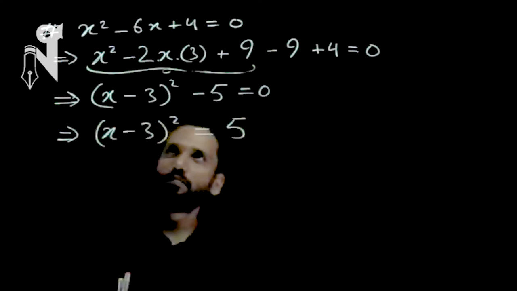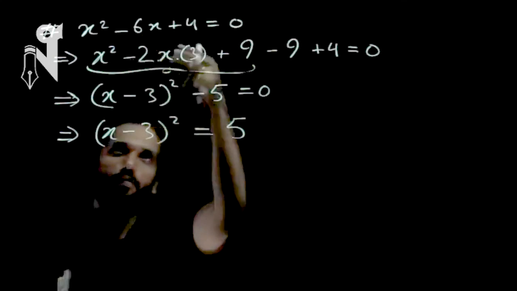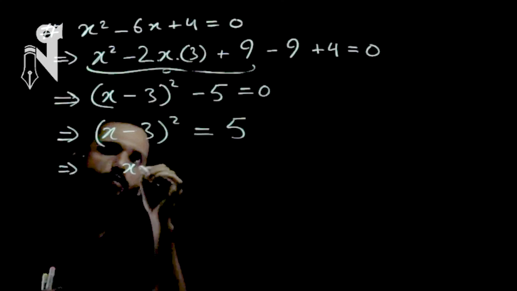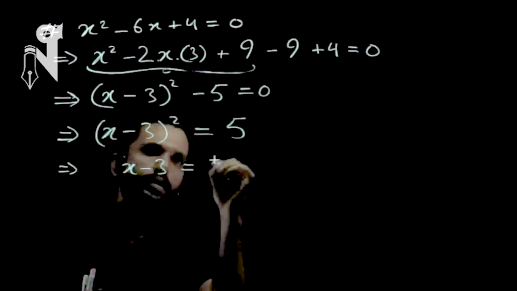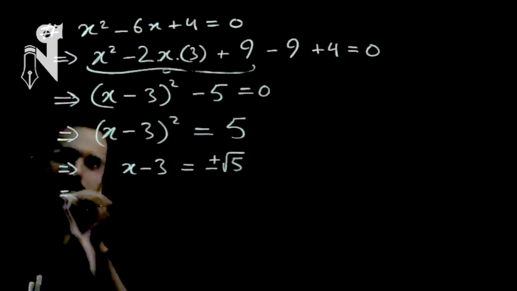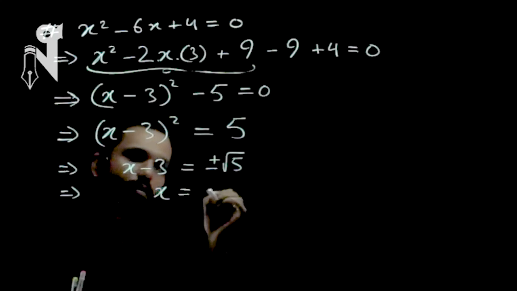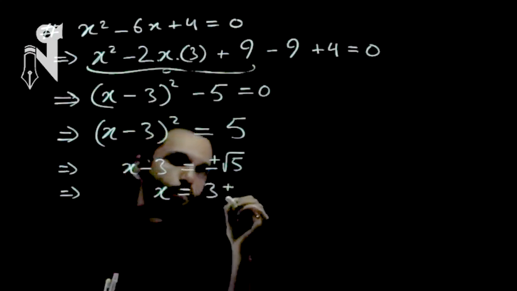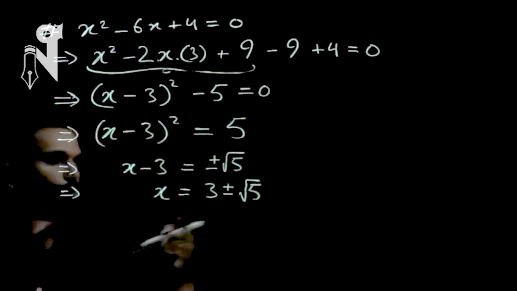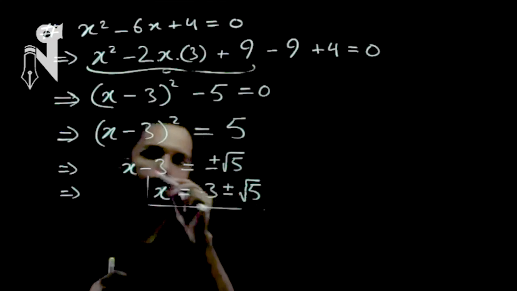5 is not a perfect square, but it doesn't matter. If it was a perfect square, we could have split the middle term and done this instead of doing this. So it gives you x minus 3 is equal to plus minus root 5, and hence your answers, or solutions, are x is equal to 3 plus root 5 and 3 minus root 5. I'm not writing in two different lines, I'm just writing it together. So that's your final answer.